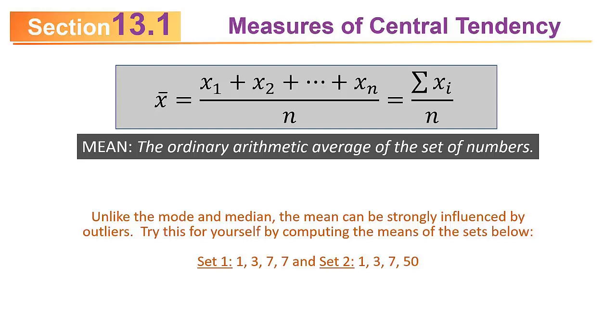I mentioned earlier that the mode and the median are not affected by outliers. The mean, however, is. It can be strongly influenced by outliers. And if you don't believe me, try it yourself. Take the mean of 1, 3, 7, 7 and then take the mean of 1, 3, 7, 50, and you'll see how much difference that one number 50 makes to the mean. Doesn't change the mode, doesn't change the median, but the mean is highly sensitive to outliers.